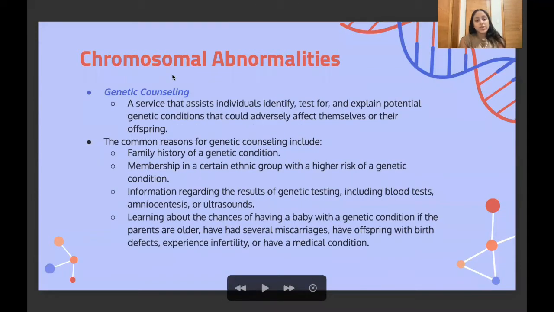Genetic counseling is a service that assists individuals to identify, test for, and explain potential genetic conditions that could adversely affect themselves or their offspring. Common reasons for genetic counseling include family history of a genetic condition, membership in a certain ethnic group with a higher risk of a genetic condition, information regarding the results of genetic testing, including blood tests and ultrasounds, and learning about the chances of having a baby with a genetic condition. Other reasons are if the parents are older, have had several miscarriages, have offspring with birth defects, experience infertility, or have a medical condition.